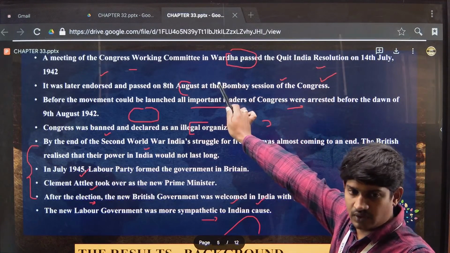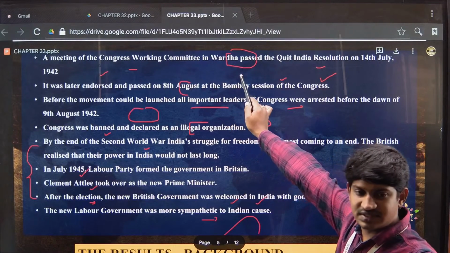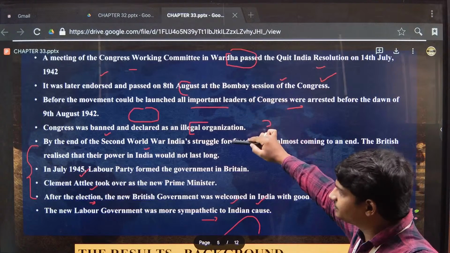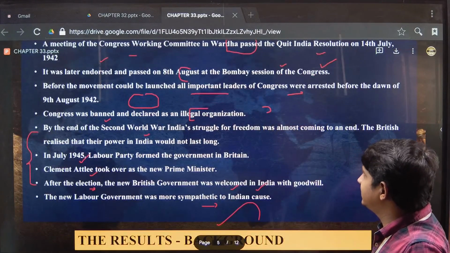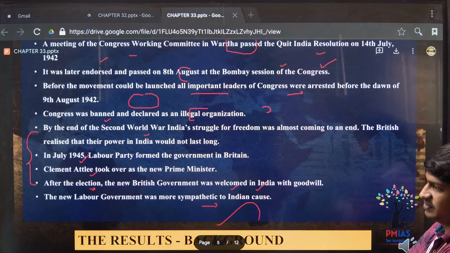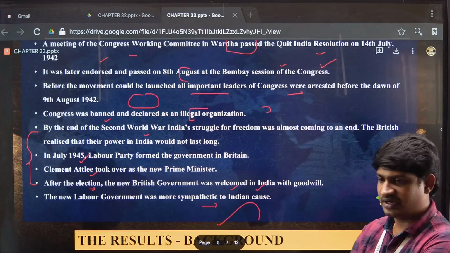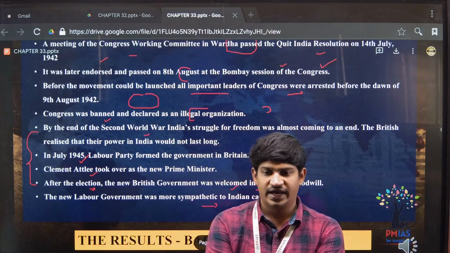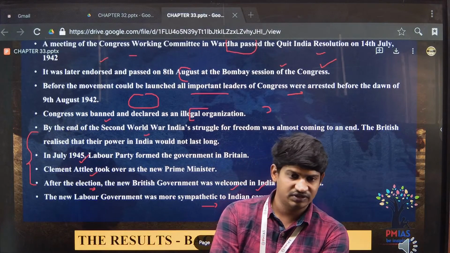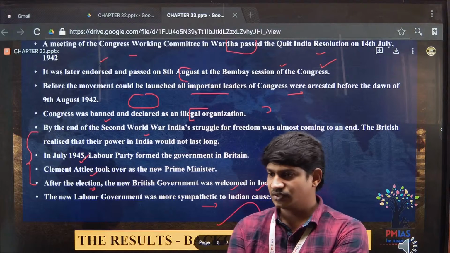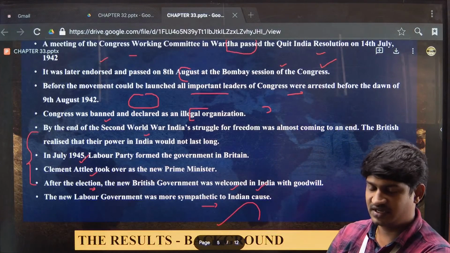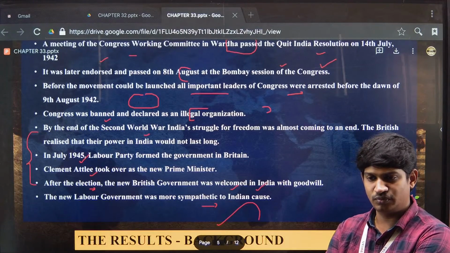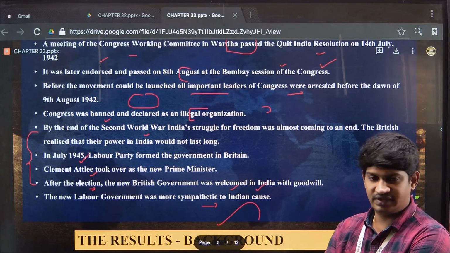So 8th of August, this session is a special session of the Indian National Congress, before the launch of the movement. They passed the resolution on 8th August 1942, and before the dawn of the 9th August 1942, most of the persons of the Indian National Congress who were ready to launch the Quit India movement were going to fight like this.